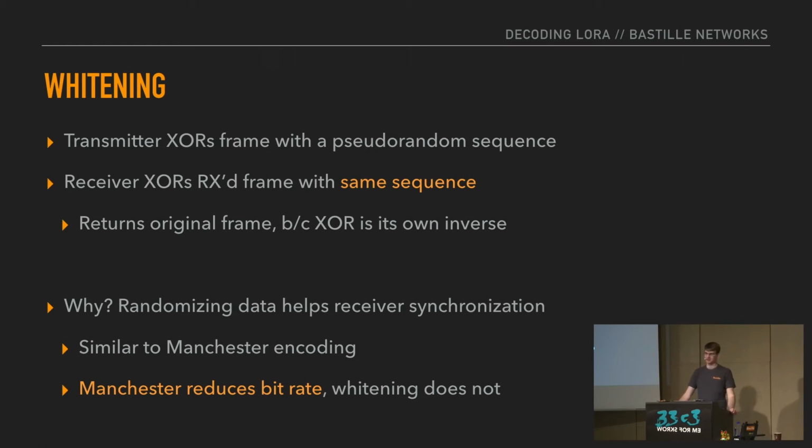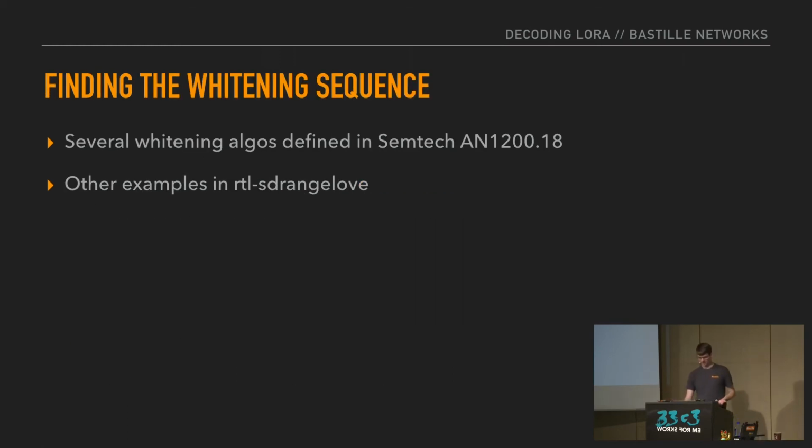Manchester, of course, comes with the penalty of a reduced bit rate. It actually cuts the effective bit rate that you can use into half of the baud rate, whereas whitening does not. The caveat is that you have to know what the string is in order for it to work. So let's find the whitening sequence. We've got these algorithms in the application note. We've got some examples in Strangelove. None of them worked. So we had to figure this out empirically.